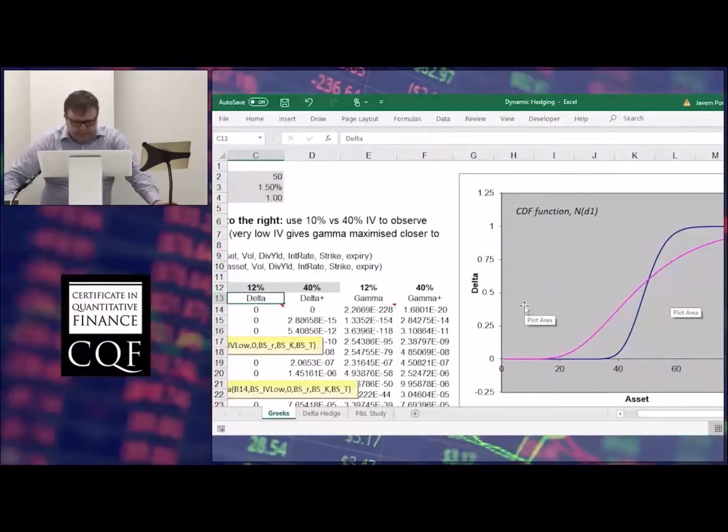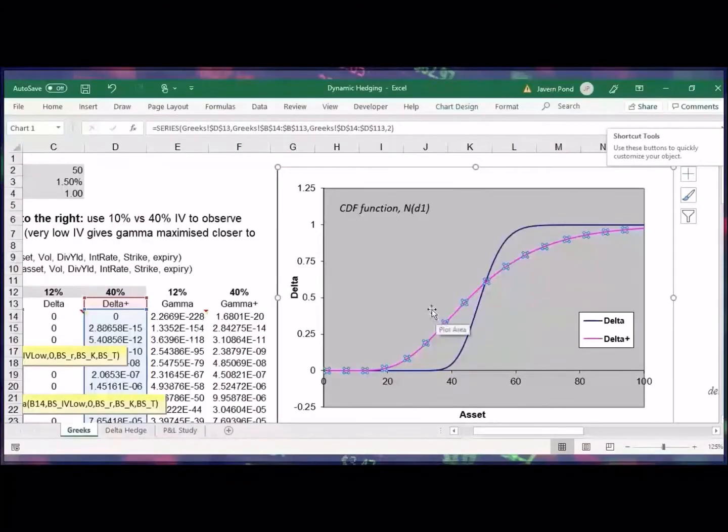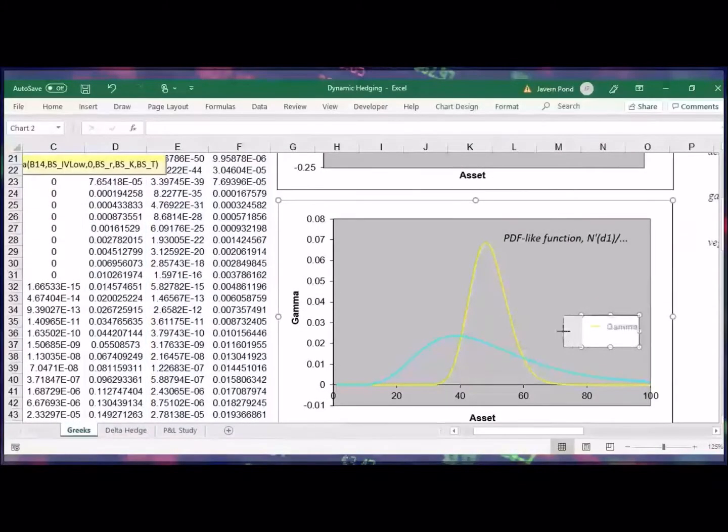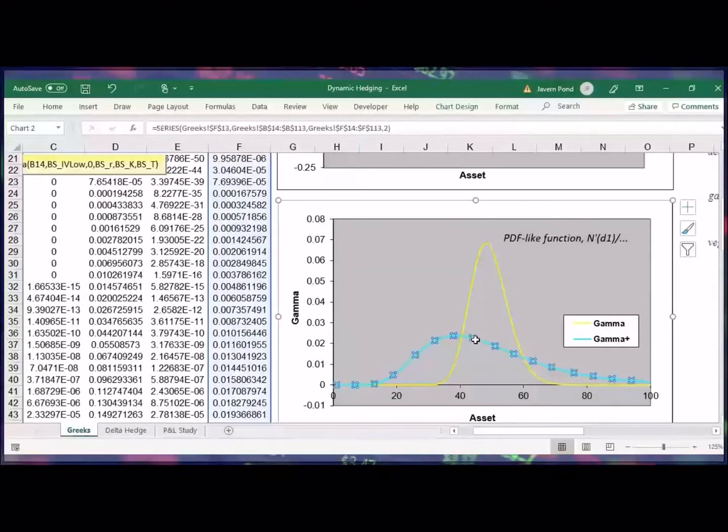This is the delta, and as we see, it's much easier, much smoother to hedge. At 40% volatility, the delta is a much smoother function than it is at 12%. And that translates to the gamma. So this delta plus has a small amount of curvature here. The delta plus corresponds to the gamma plus, and the gamma plus is not very high. So you are not short gamma in the sense that you don't have too much gamma to respond to.